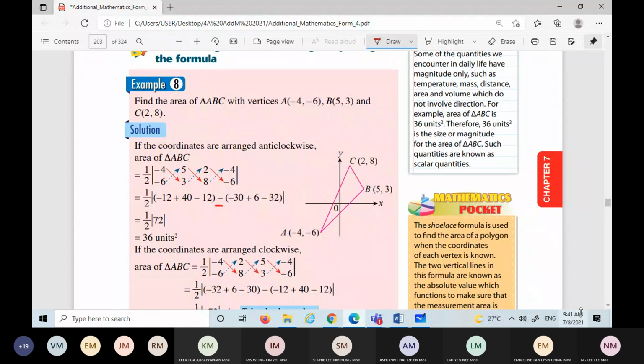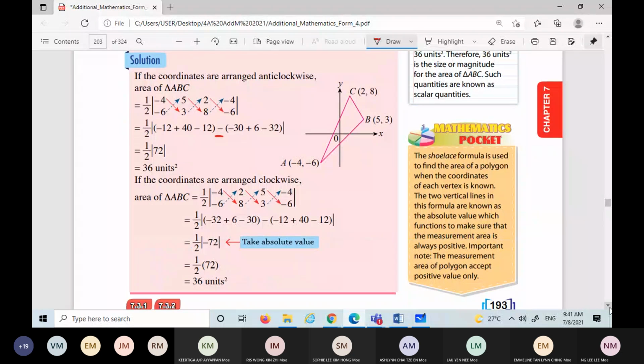Now they tried another way. They arrange it clockwise. So this is point A, this is point C, this is point B. A, C, B. They do it this way. So it's clockwise. And then repeat the point A again. So for this, you will get negative. Then you modulus the negative value, change it into positive.